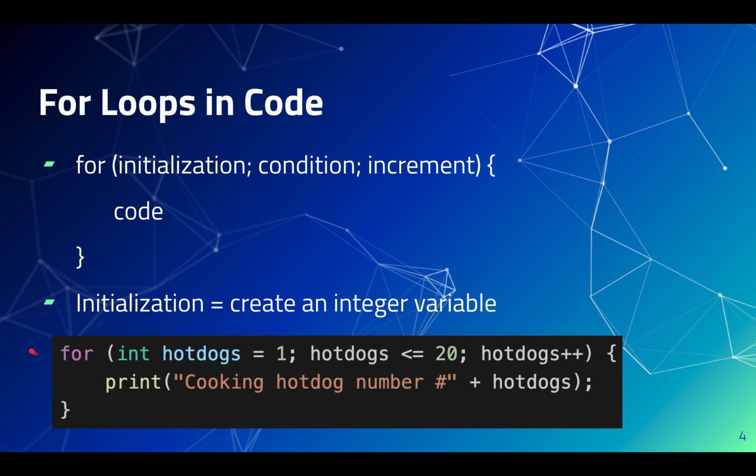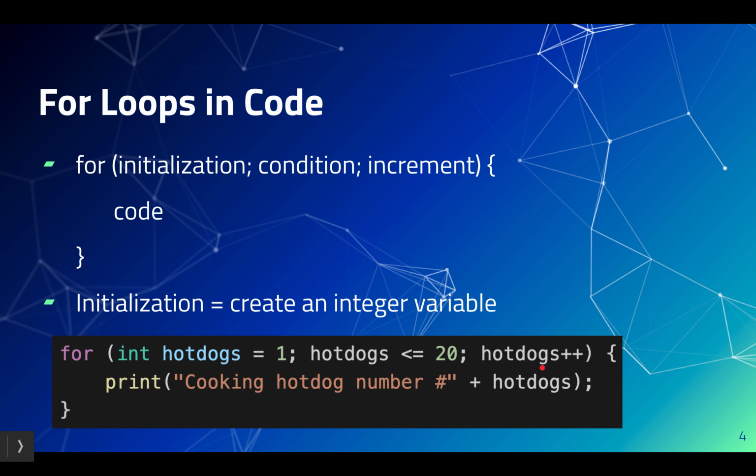So this is how the code would look for our hot dog example. We have our Java keyword for, and then in parentheses we create an integer variable called hot dogs, and this has a starting value of 1. Then we have our condition, which means the code will be repeated as long as the variable hot dogs is less than or equal to 20. Then we have our increment, which just says increase the variable hot dogs after every iteration of this code.